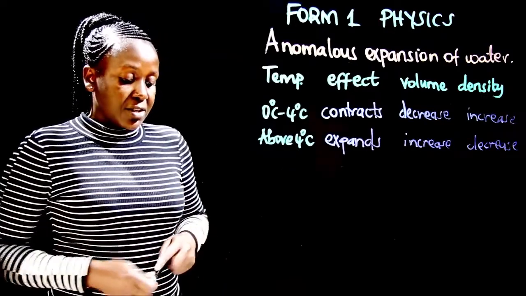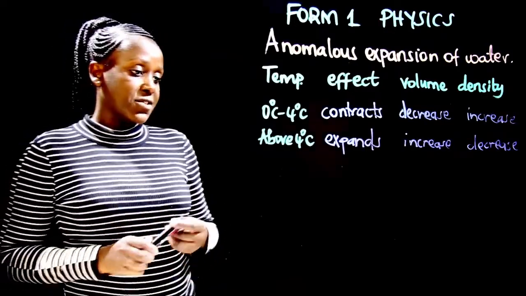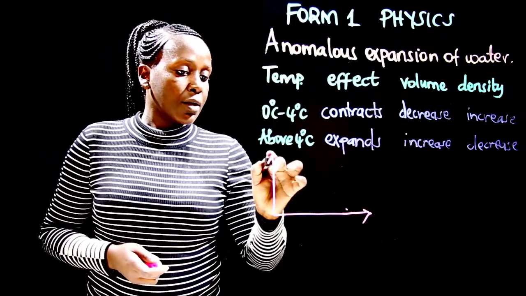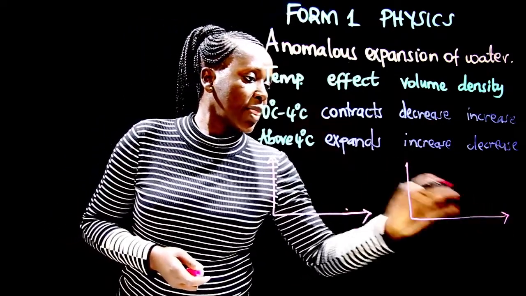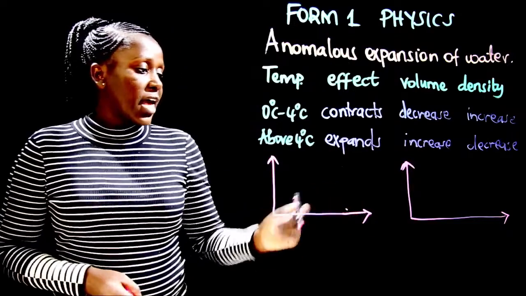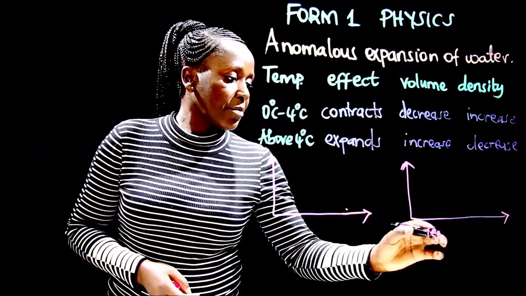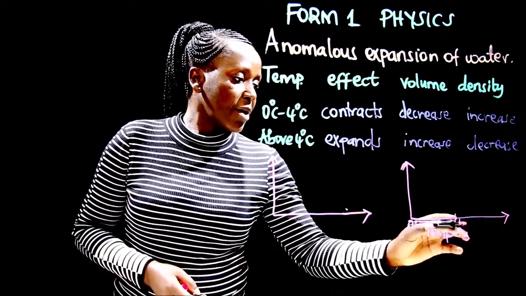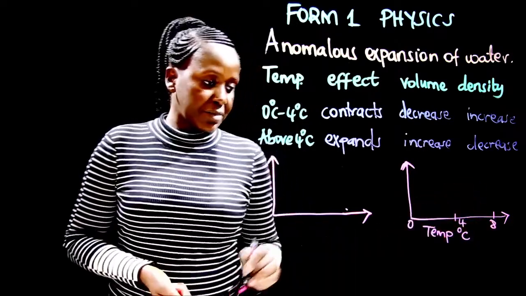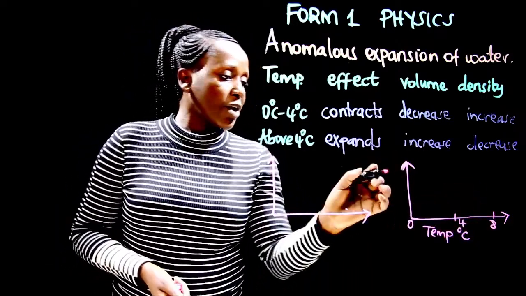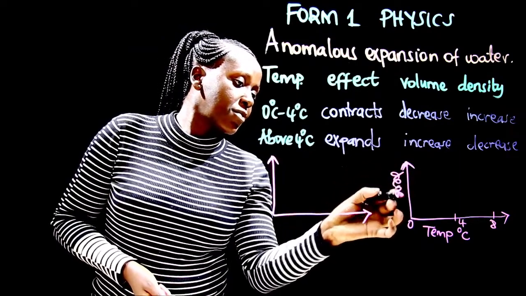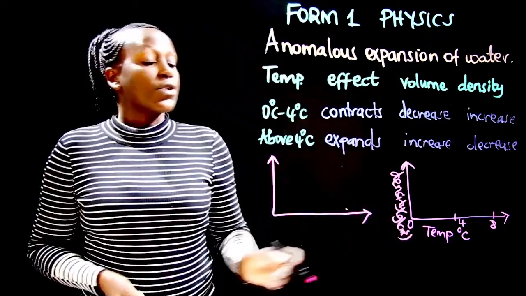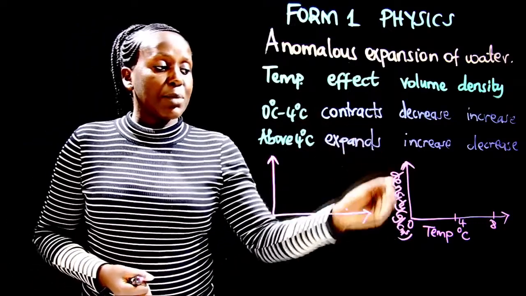Now I want us to represent this information on a graph, two graphs. So we have two graphs here. Along the x-axis, we have temperature in degrees Celsius, and this is 0. Then here we have 4, and let's say here we have 8. Then along here, we're going to have density. The units of density are grams per centimeter cubed. So ensure that as you draw this graph, you label your graph.